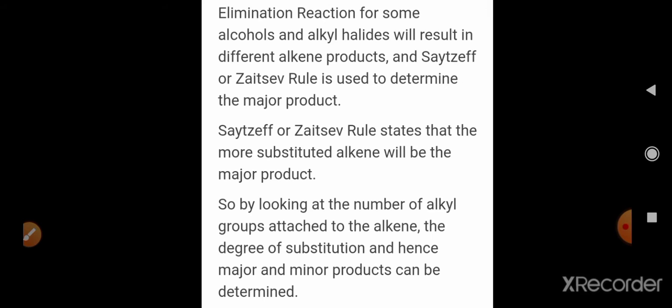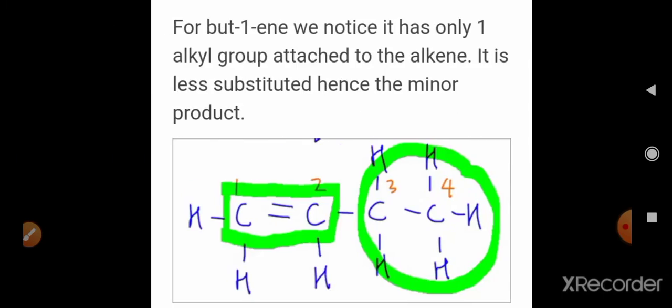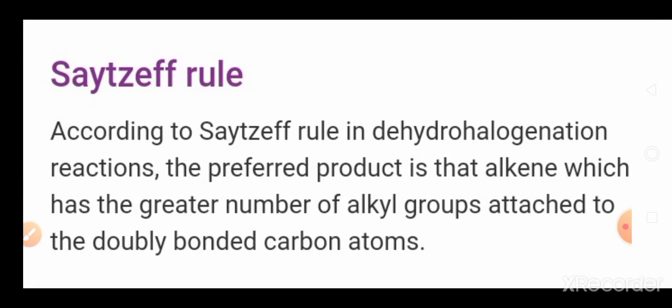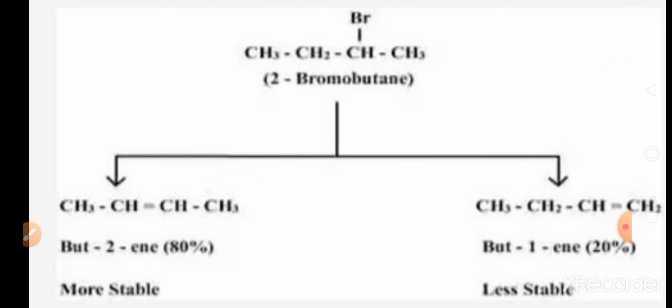Now let us see what the Saytzeff or Zaitsev rule is. The Saytzeff rule states that in a dehydrohalogenation reaction, the preferred product is that alkene which has the greater number of alkyl groups attached to the doubly bonded carbon atoms. Now we will see the explanation after this reaction.